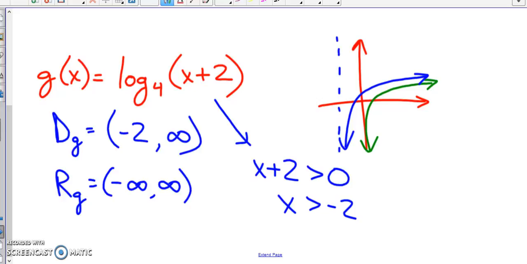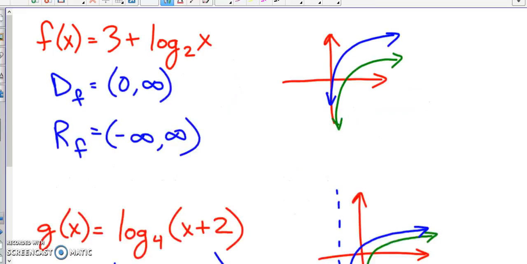So for instance, if I gave you something like this, did I go too fast? Yeah. Okay.